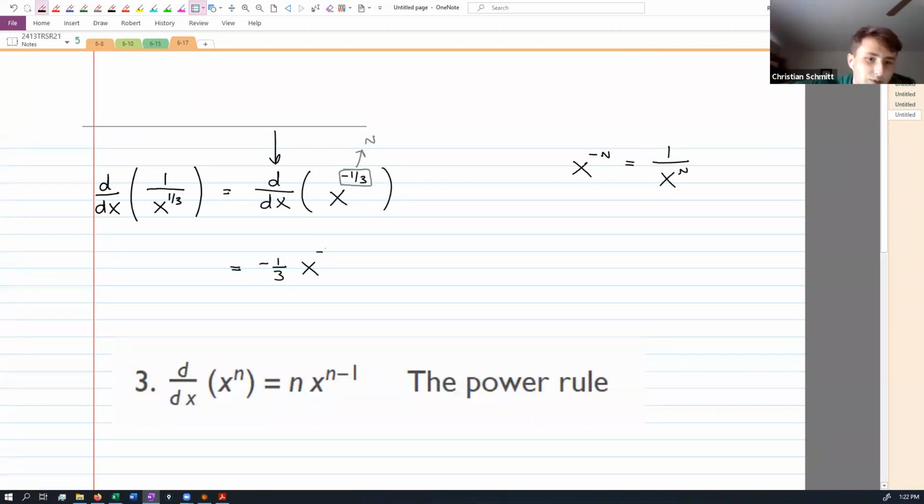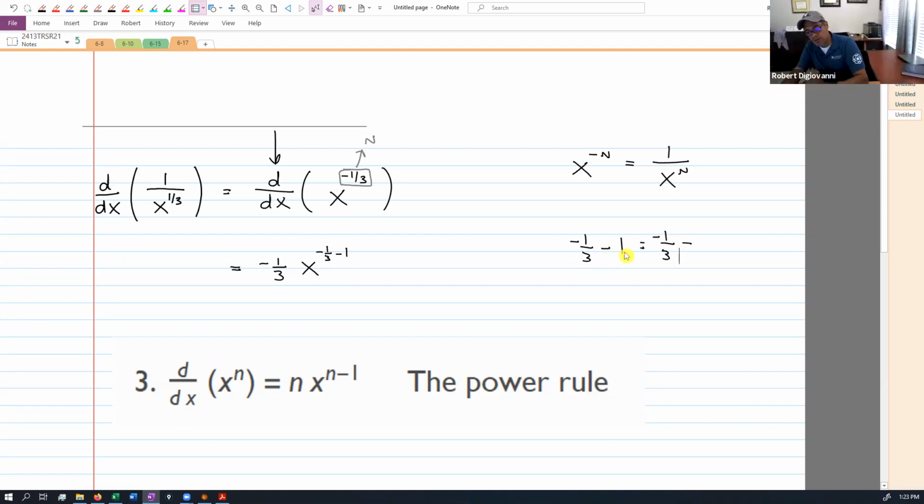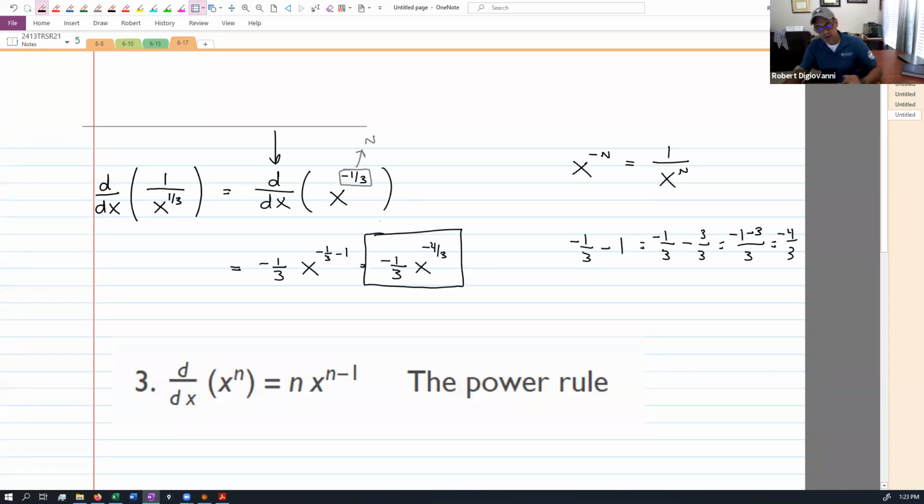It should be -1/3 - 1. So I need to do -1/3 -1. If I do that over here, it'd be -4/3. So I just change the 1 into a 3/3, and then do -1 - 3 over the common denominator, and that gives me -4/3. So this should be -1/3 x to the -4/3, and we're done. That's an answer, okay?